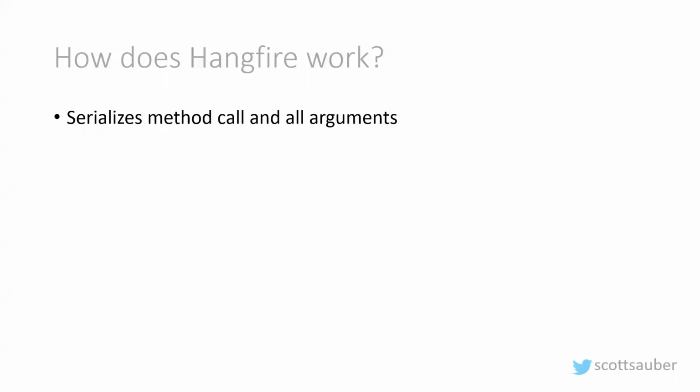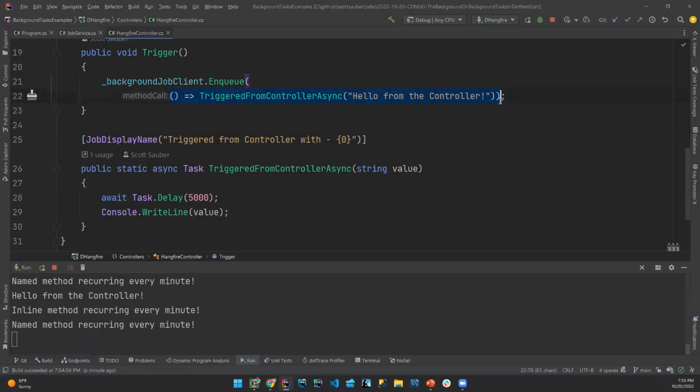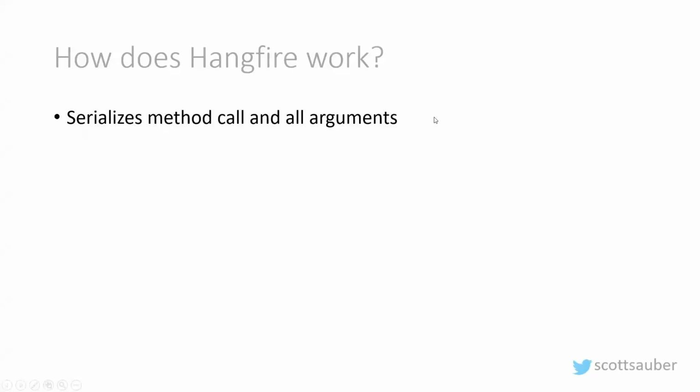So how does Hangfire work? Basically, it takes that method call that you pass to it in that cron job or the enqueue method. So basically this right here. It's going to take that and serialize it to the database. So it's going to say, hey, call this method with these parameters, right? So if you change your method names, it's not going to know what to do because it can't find that method. So that's something to be mindful of.